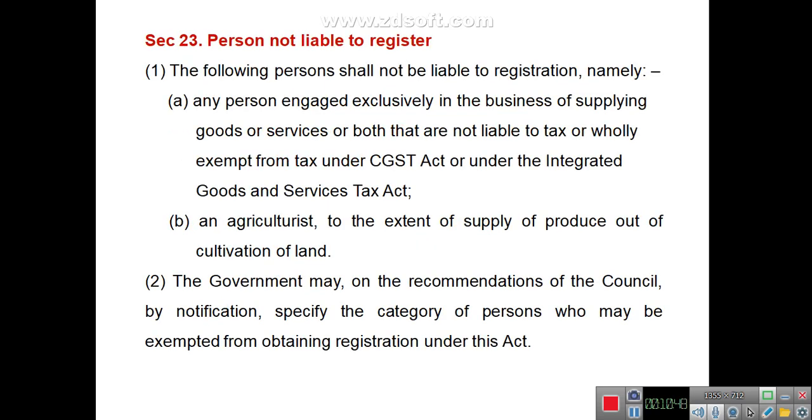Section 23 discusses the persons not liable to register. There are some persons who are not liable to register under GST. The first is any person engaged exclusively in the business of supplying goods or services or both that are not liable to tax or wholly exempt from tax under the CGST Act or the IGST Act. So if any person is engaged exclusively in the supply of goods or services which are exempted or not liable to tax under GST, those persons are not liable to register under GST.